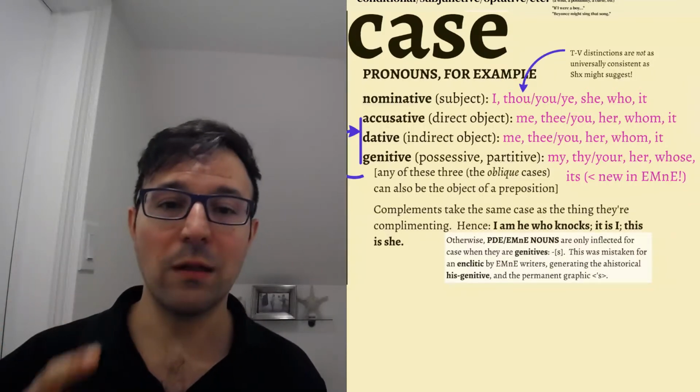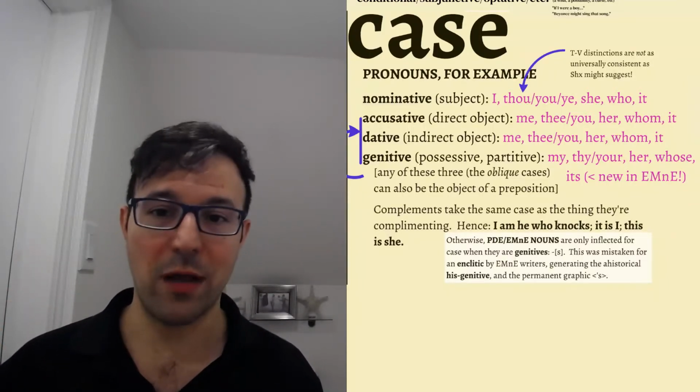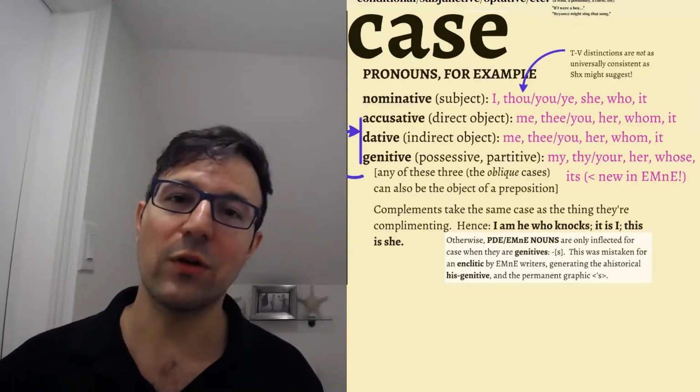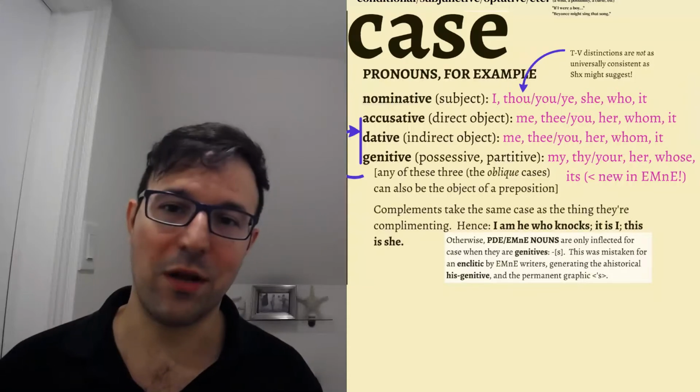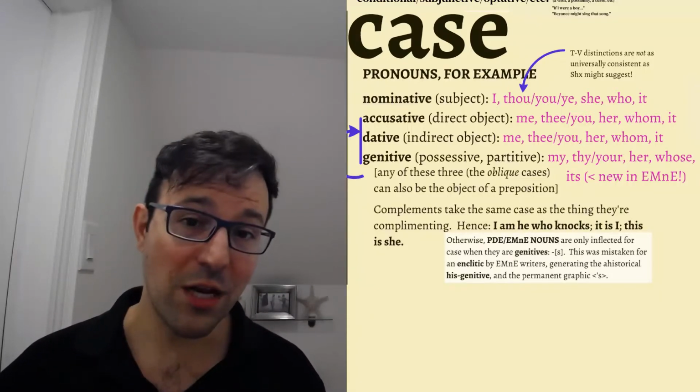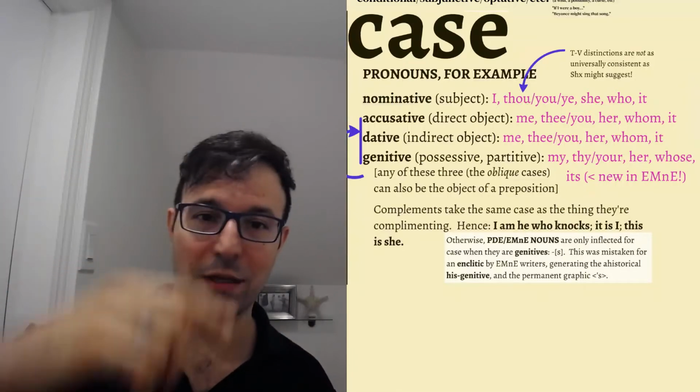Remember, before 1100, it's not only pronouns that are inflected for case, right? We're talking about pronouns mainly here. Before the year 1100, it's not only pronouns that are inflected for case. It's all nouns. And not only for genitive cases, but for all four cases.